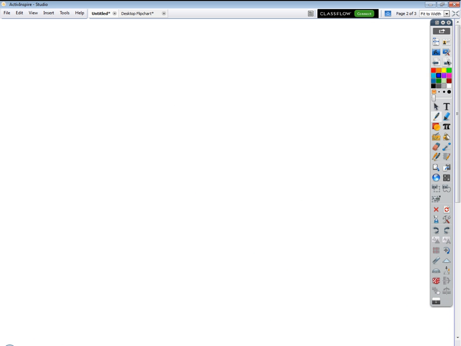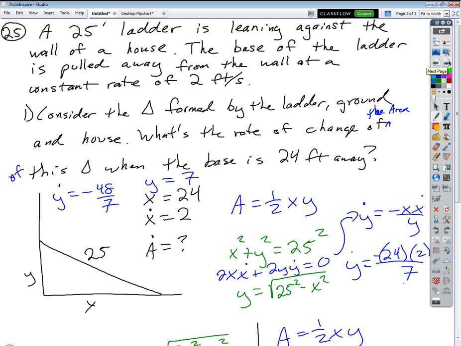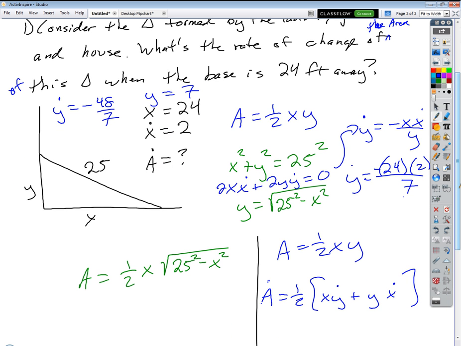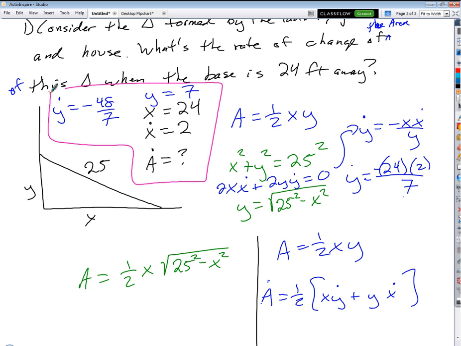Okay, in this problem though, we're trying to find the rate of change of the area. So now we've got all these snapshot values that we need to answer our question. We can now plug and chug with those. To me, that's easier than having to differentiate this pretty bad looking product. So just plug them in and we're done.